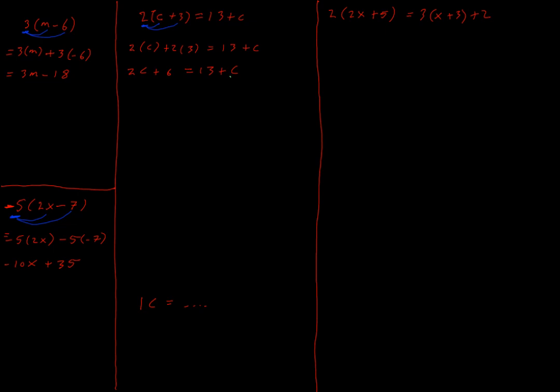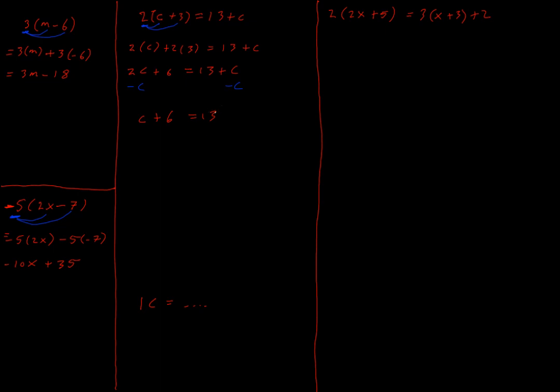So I have this c on the right hand side, and I know that I don't want to end up with that. So what am I going to do? I'm going to take away 1c from both sides. And why do I do that? Because now when I have plus c minus c, there's going to be 0 c's on the right hand side. And I want 0 c's on the right hand side. I only want to have numbers on the right hand side. So I end up with c plus 6 is equal to 13.